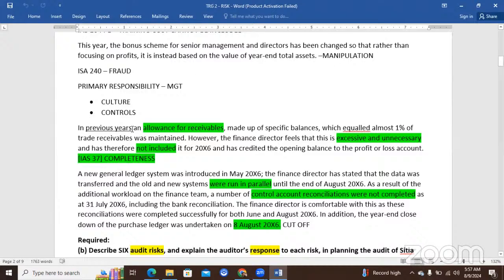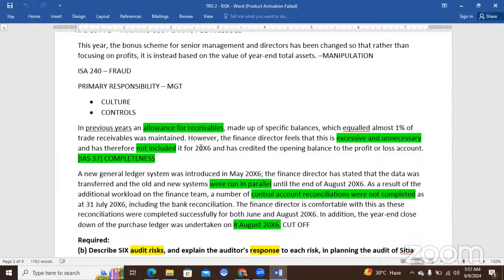And also in previous years, an allowance for receivable. You all know allowance for receivable is IAS 37, a provision. See, the previous year's allowance for receivable was made up of specific balances which equaled almost 1% of the trade receivables. So generally they maintain 1% allowance for receivables. However, the finance director feels that this is excessive and unnecessary, and therefore did not include it in the 2006 financial statements. So if you look at here, we need to apply our skepticism and judgment to identify the possible issue.